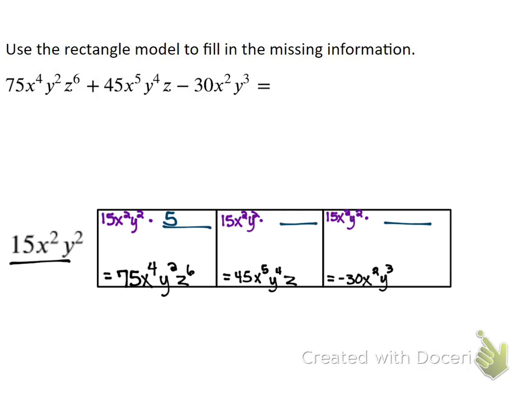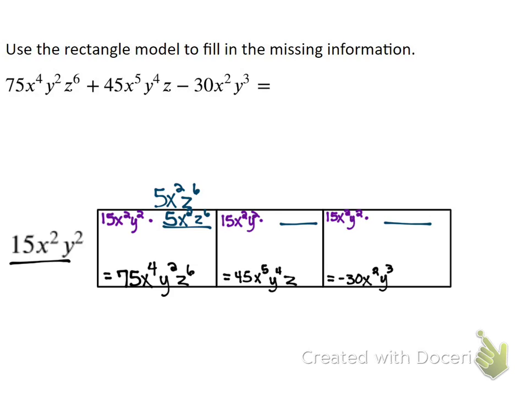Okay, now I have to worry about my variables. So my height has x squared, and my total area is x to the 4th. So how many does my length have to have? So if I'm going from x squared to x to the 4th, how many more x's do I need in my length? Yeah, so x squared. What about y's, Hannah? What about z's? Nice. So the length is going to be 5x squared, z to the 6th.